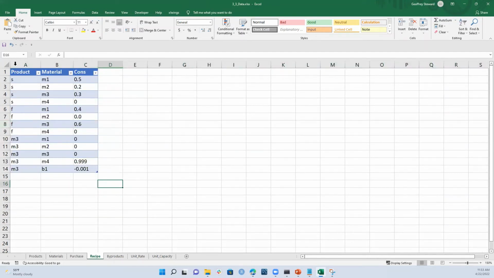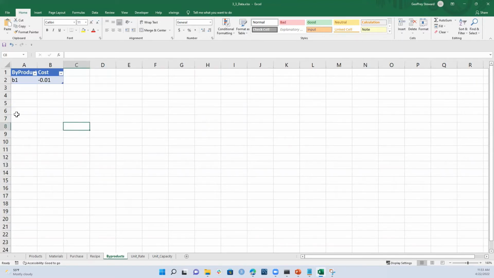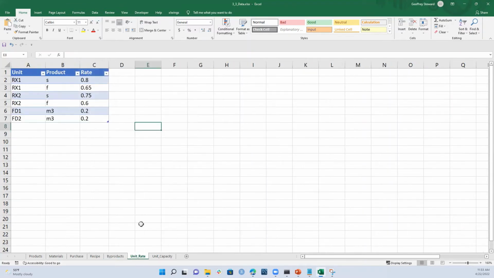We have our recipe table here. Again, nothing has changed from previous episodes. We have our products that we're making in column A, the material input or list of material inputs into that product, and then of course the coefficient of consumption. So as noted earlier, when we make solvent base, we consume 0.2 tons of material 2. Our byproducts table, similar to our products table, represents the byproducts that we make and of course the costs associated with that byproduct.